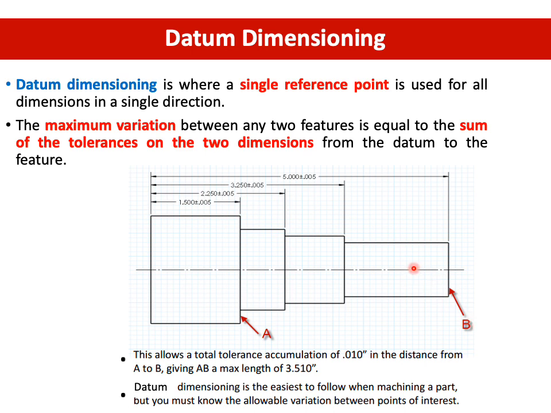For this method, the maximum variation between any two features, any two blocks or any two parts, is equal to the sum of the tolerance on the two dimensions from the datum to the features. So you add up first. You need to know the difference: the longest will be around 5, and A is around 1.5. So your size dimension you just need to subtract, and we get around 3.5.